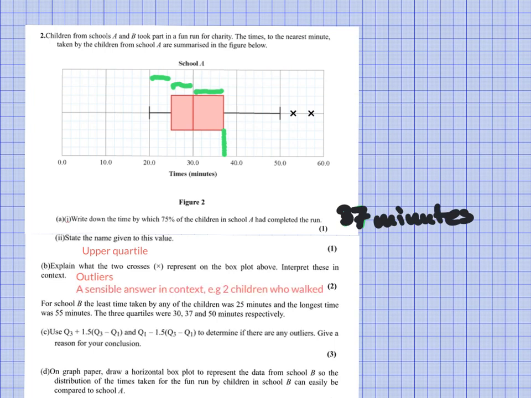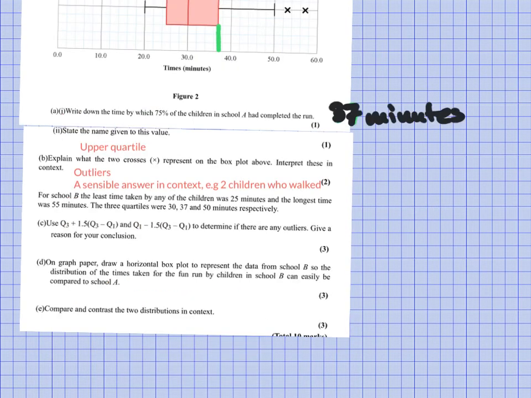I'm just going to shift the page so that we can see a little more. Okay, we're on to part C. It says use the rule given to determine if there are any outliers for school B. And school B has a different set of information. I will go ahead and just take some of these points. We need to use Q3, and Q3 in this context is 50. So we're going to do 50 plus 1.5 times Q3 minus Q1.